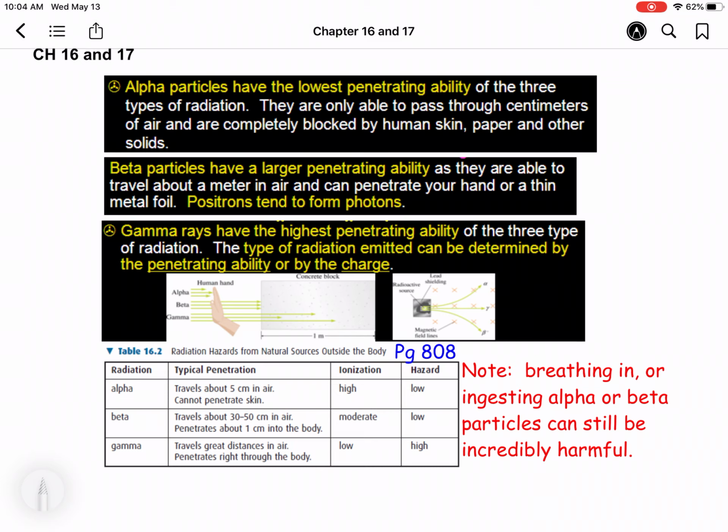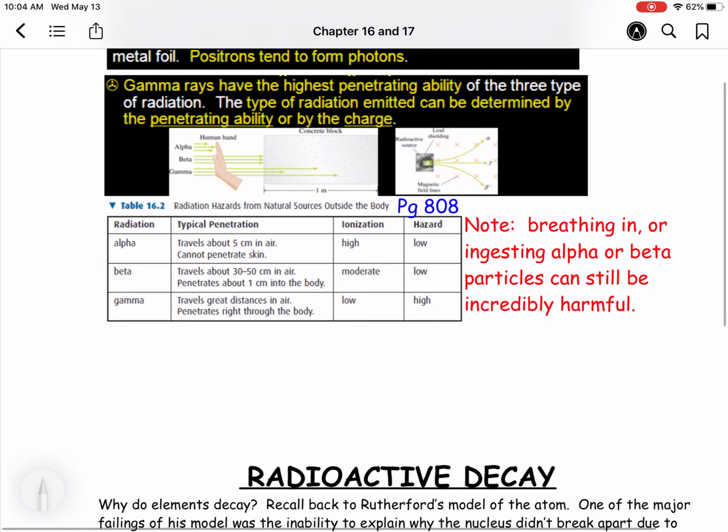And so there's kind of this idea that an alpha particle will react as a positive particle, beta is negative, and a gamma is a photon, so it doesn't react in a magnetic field very much.